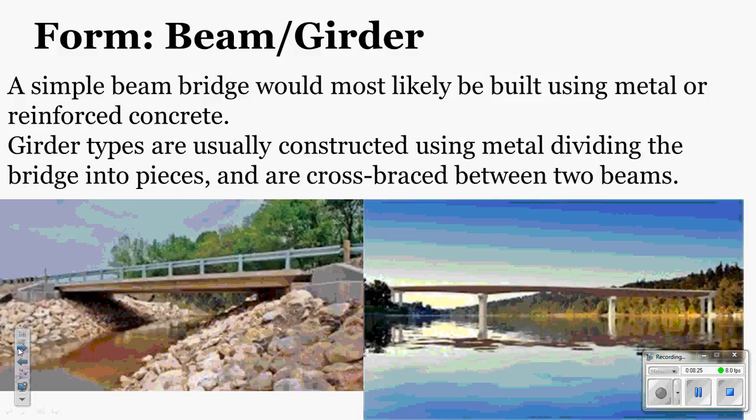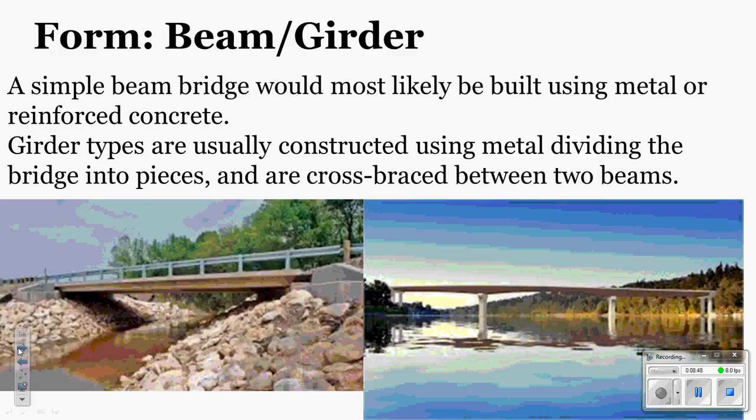And then the form. What type of form should we have? The beam or the girder? So a simple beam bridge would most likely be built using metal or reinforced concrete. Girder types are usually constructed using metal, dividing the bridge into pieces, and are cross-braced between two beams.